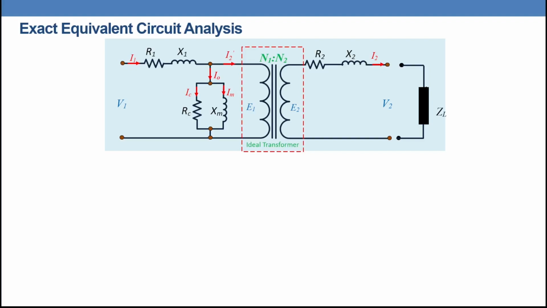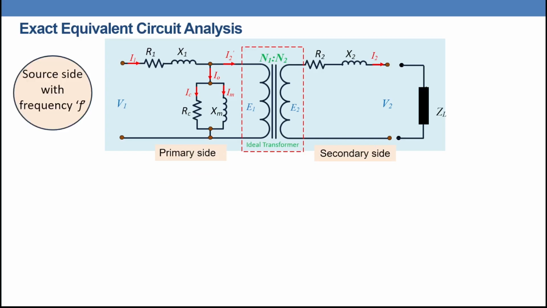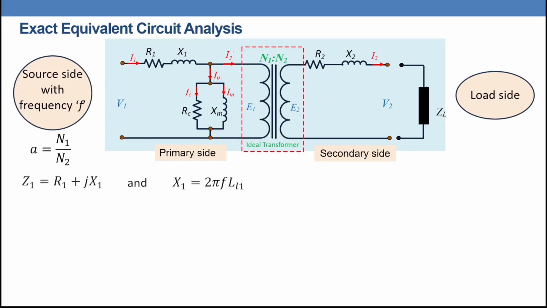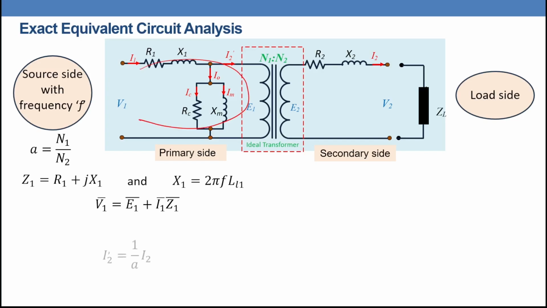Question now: how to solve a circuit like this one? We have a primary side and secondary side, and they are separated by an ideal transformer in between. The primary is connected to a source voltage with frequency f, and the load is connected to the load impedance Z load. We are going to start with this equation. The turns ratio equals N1 over N2 equals a. In the primary side, we have impedance Z1 equals R1 plus jX1, where X1 equals 2πf L leakage 1. So we can apply Kirchhoff's voltage law, where V1 equals E1 plus I1 Z1.